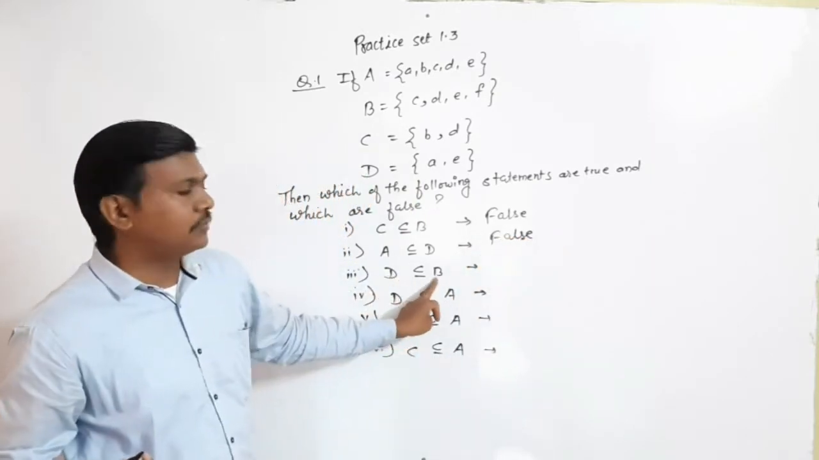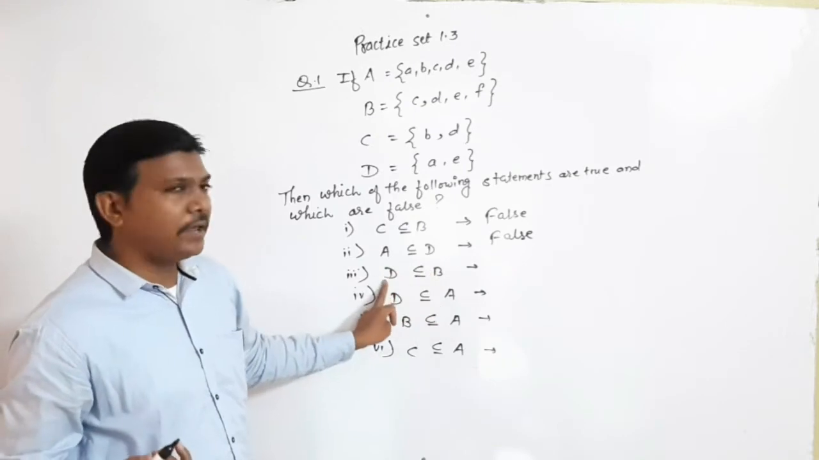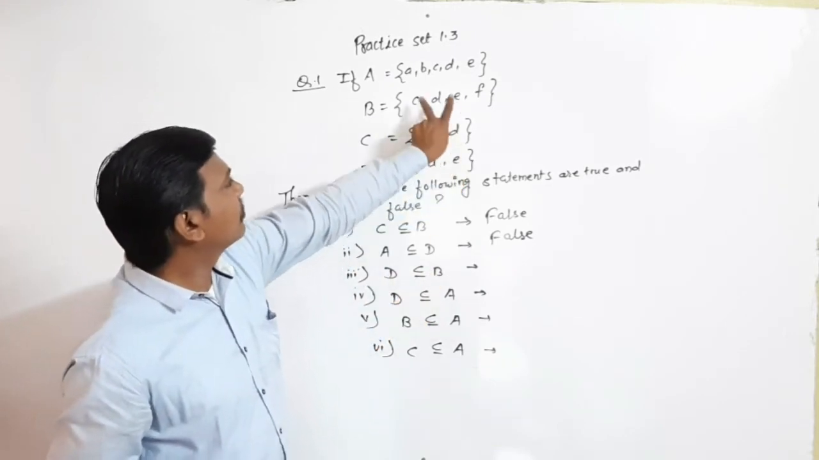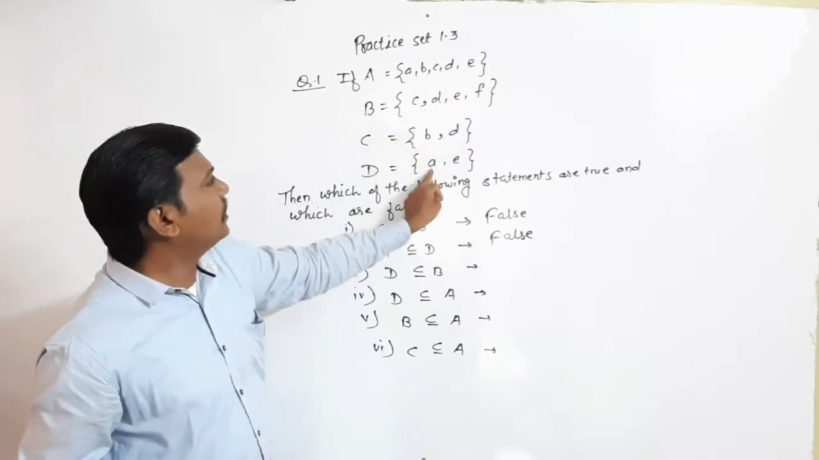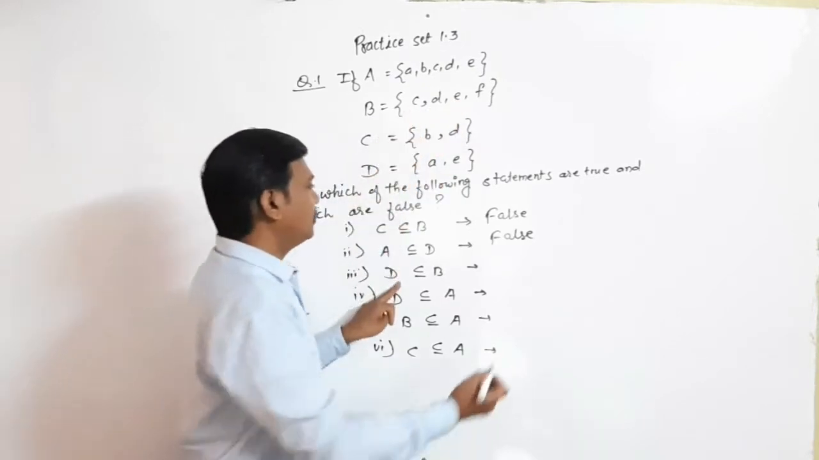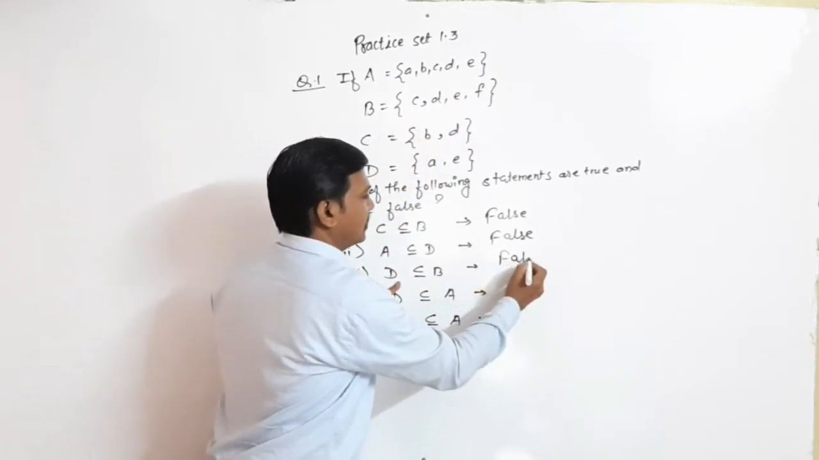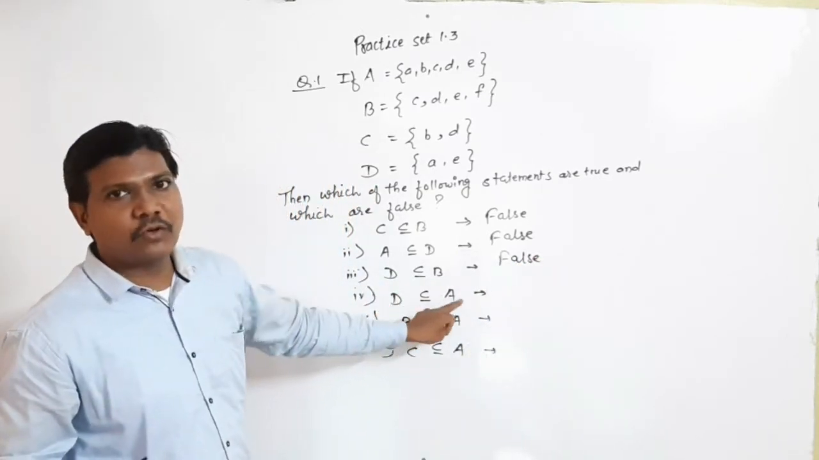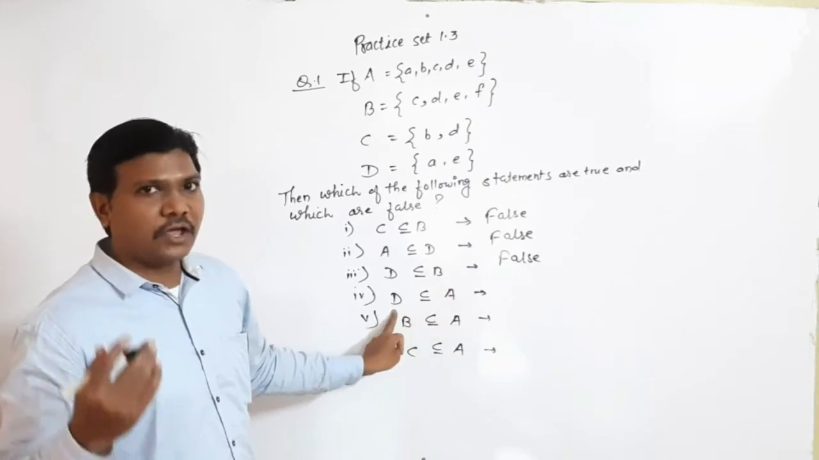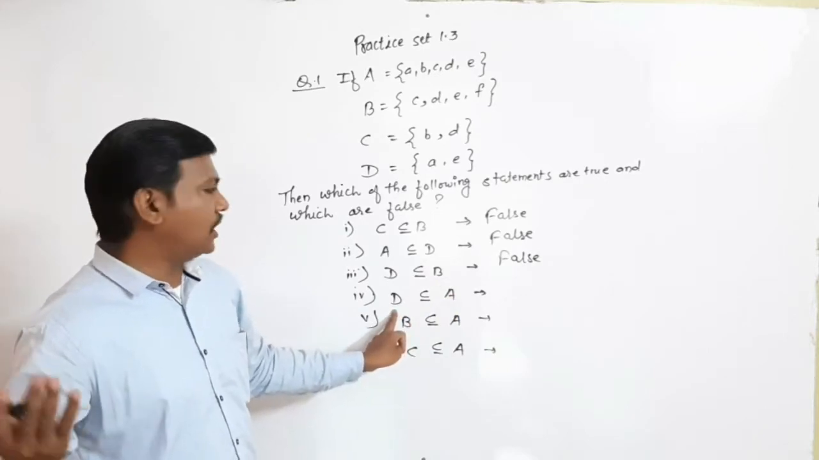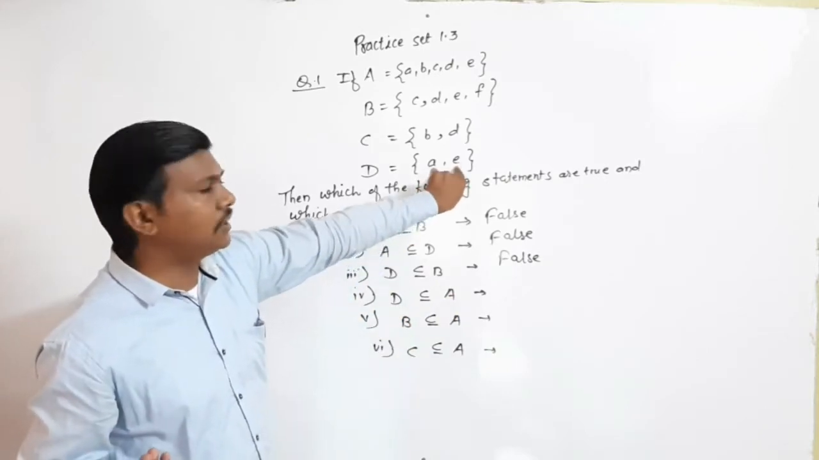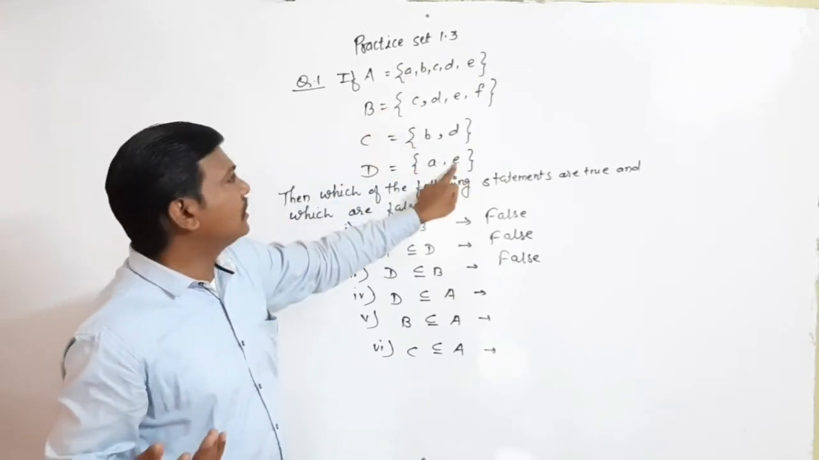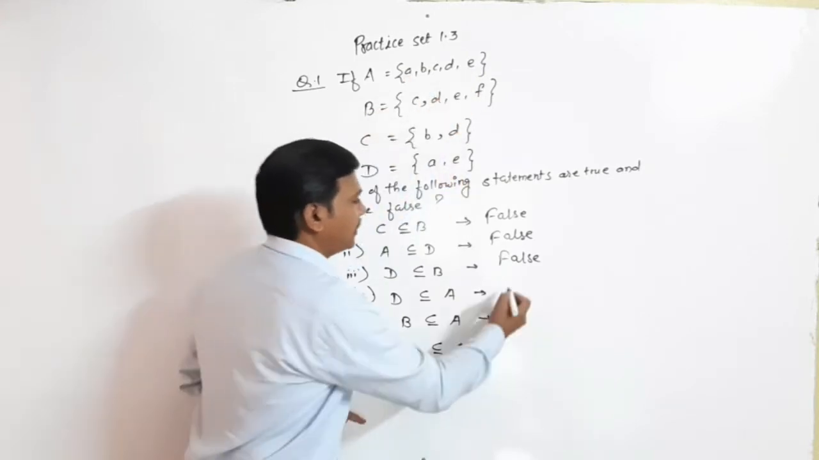Then D is a subset of B. It means every element of D is in B. D has A and E. So A is there, but A is not in B. So again we say it is false. Then fourth, D is a subset of A. It means each and every element of D is in A. So C, A, E are in D, and A is also in A. So we say it is true.